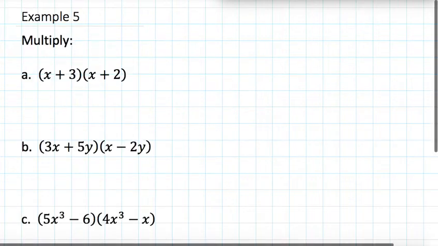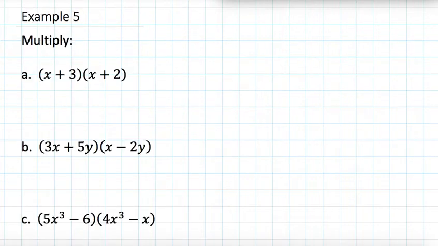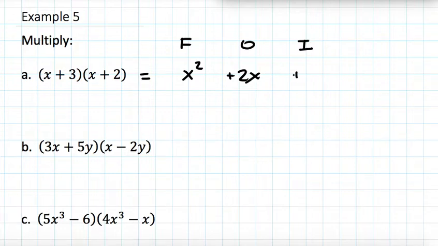There's actually 3 problems in example 5, and we're going to use FOIL here to multiply these out. So for the first one, x plus 3 times x plus 2, first gives me x squared. Then we're going to do outside, 2 times x, plus 2x. Then we're going to do inside, plus 3 times x. And then we're going to do last, 2 times 3, plus 6.